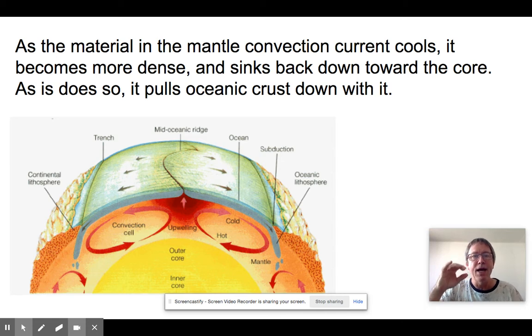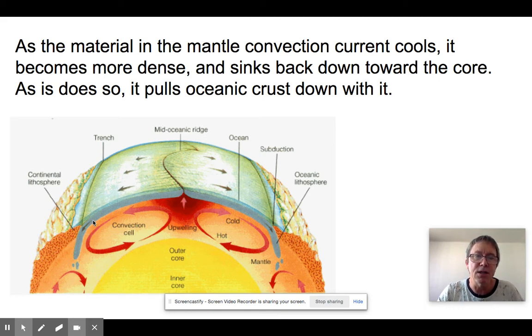Now, as this material that comes up at the spreading center moves this way, it drags the crust with it, which basically opens this up and lets more magma come up. But it cools and it becomes more dense, and eventually it's going to sink back down at some distance away from the spreading center, because convection brings hot up, it brings cold down. And when the convection current sinks down, it drags the crust and the upper mantle, the lithosphere, with it.